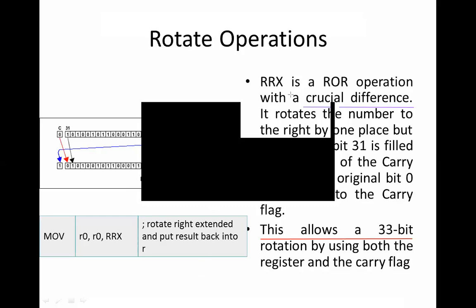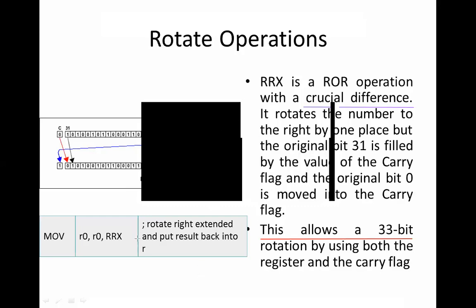So I hope that all of you have understood. Now let us see one instruction here. R0, R0, RRX. So what is happening here? It is rotating right extended, which means I'm not just operating with 32 bits, but with another additional bit, which is the 33rd bit, right? And I'm going to put back the result into R0. So the result is going to be sitting in R0, but I'm also involving the one in the carry flag. Fine. So any doubts here, students?